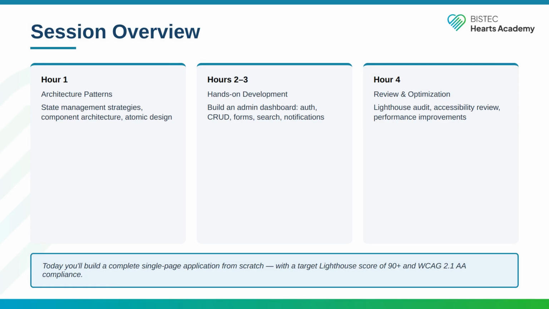Here's the plan. Hour 1 is architecture patterns. We'll cover state management strategies and component design principles. This is the theory that makes the rest of the day productive. Hours 2 and 3 are pure hands-on. You build an admin dashboard from scratch with authentication, CRUD operations, search, forms, and notifications. Hour 4 is where we audit what you built. Lighthouse performance, accessibility review, and optimization. The target is clear: Lighthouse score of 90 or higher and WCAG 1A compliance. These aren't optional extras, they're part of the deliverable.